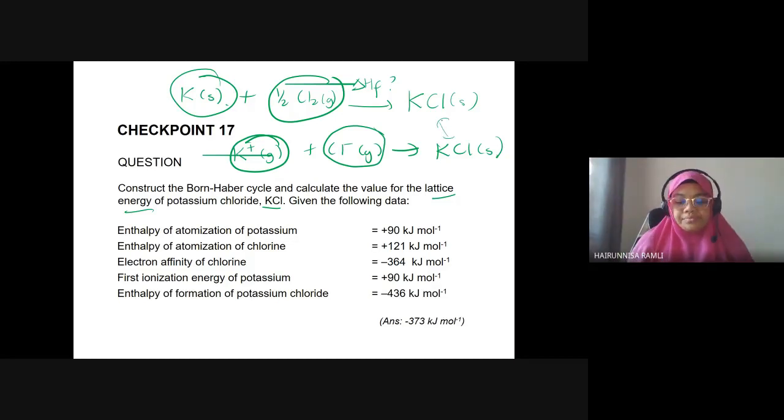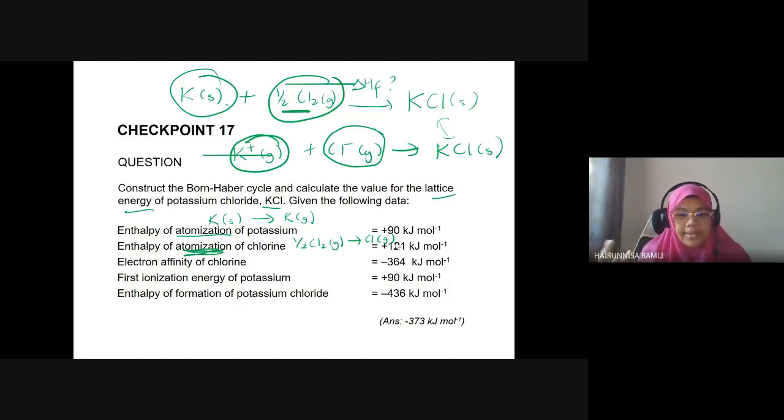Okay, so you tengok pula data yang dia bagi. Enthalpy of atomization of potassium. Maksudnya apa? Potassium menjadi atom. So kita tahu ini equation dia, you boleh write terus the equation lah. So we know that this is actually from solid to gas. Okay. And then enthalpy of atomization of chlorine. Sebab dia nak atomization, dia bukan bond dissociation. So you have half Cl2 gas kepada Cl gas. Yang penting dia mesti balance left and right.